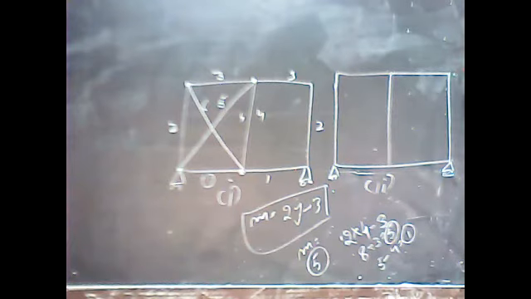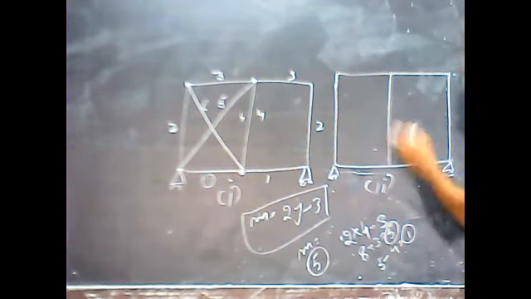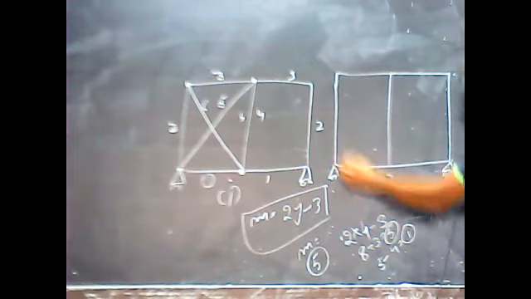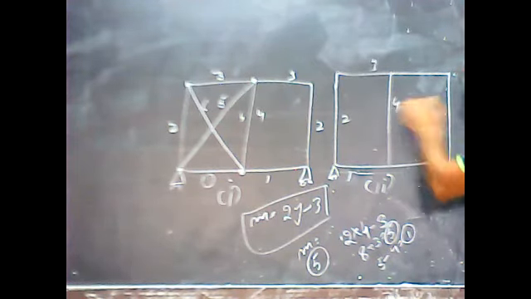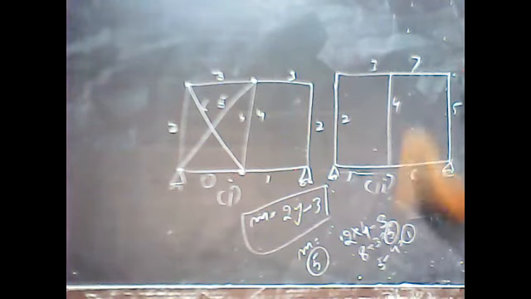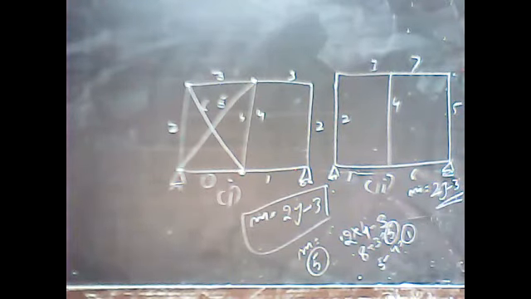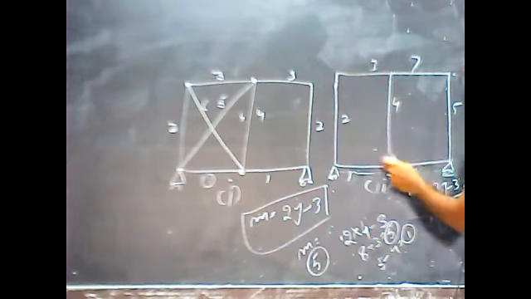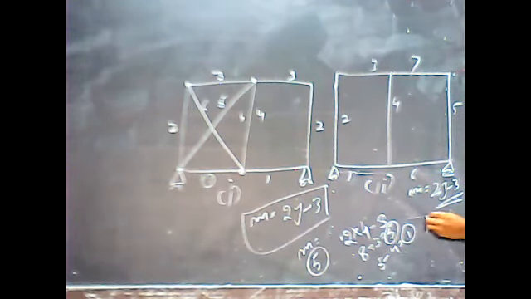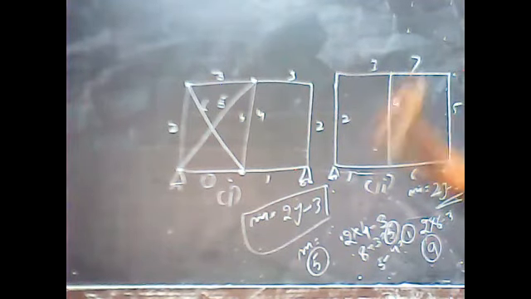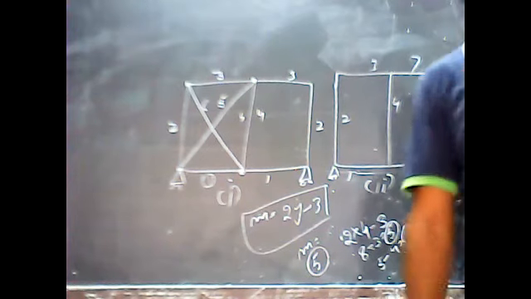For the complete structure, 7. 1, 2, 3, 4, 5, 6, 7. So the total number of members is 7. And how many do we require? M is equal to 2j minus 3. Fine. 1, 2, 3, 4, 5, 6 joints. 2 into 6 comes out to be 12, minus 3 is 9. And 9 required, how many we have? 7. It means my structure is deficient by 2 members.